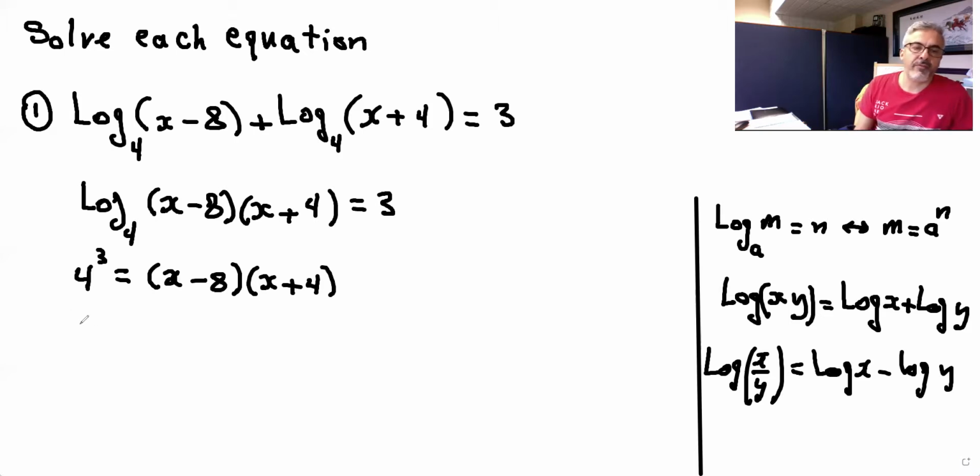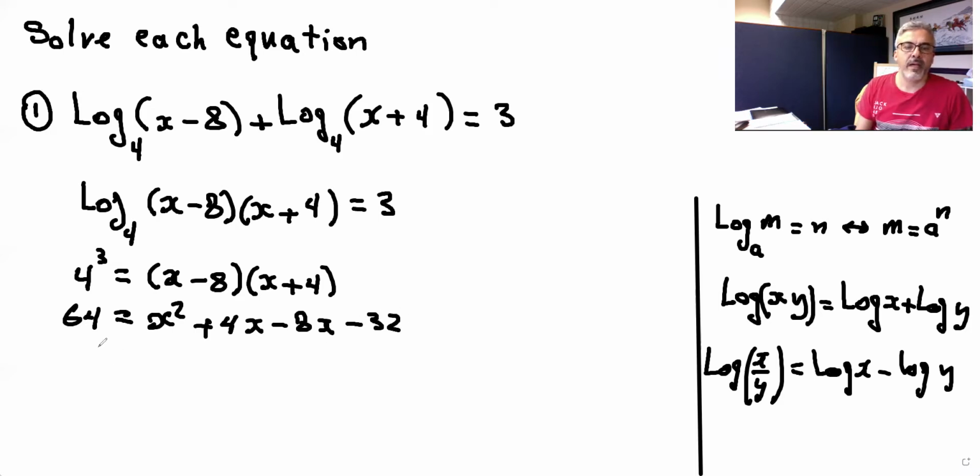Now 4 to the power of 3 is 64, equals x squared plus 4x, I'm foiling, minus 8x minus 32. And now I'm going to move everything to one side, equate it to 0.